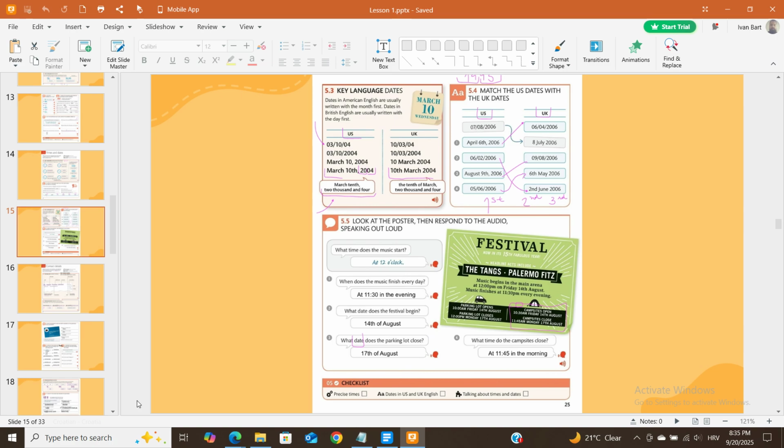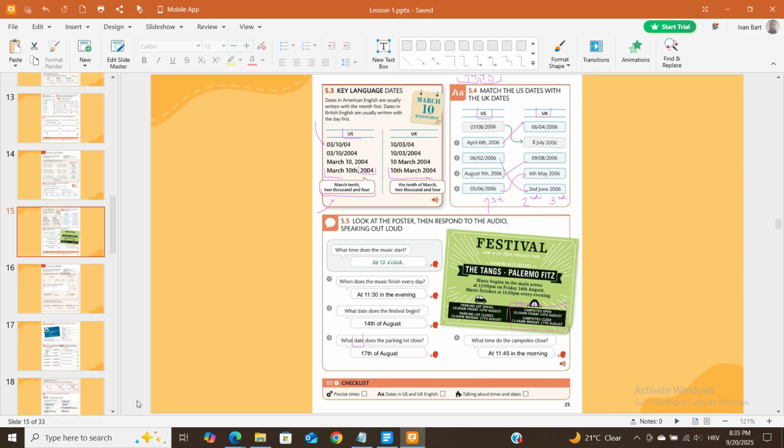Every evening. Parking lot opens 10:00 a.m. Friday the 14th of August. Parking lot closes 12:00 p.m. Monday the 17th of August. Campsites open 10:30 a.m. Friday the 14th of August. Campsites close 11:45 a.m. Monday the 17th of August.